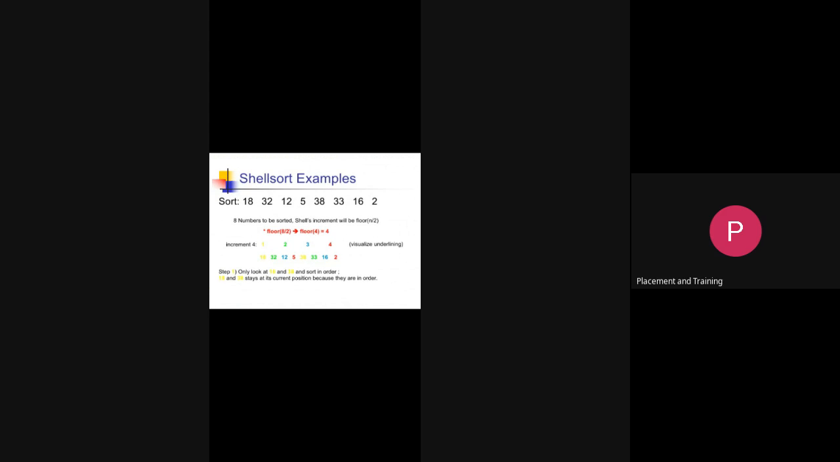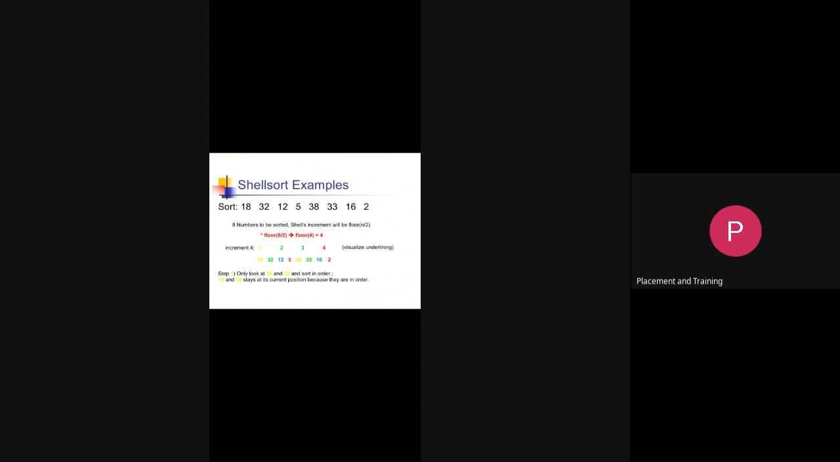And then I am going to take my 2. So I am going to compare. So first, what am I going to compare? 18, and I have to compare each and every value. So I compare my 18 and 33. I check. It is in a sorted order, so I don't do anything. So I just leave it as such.